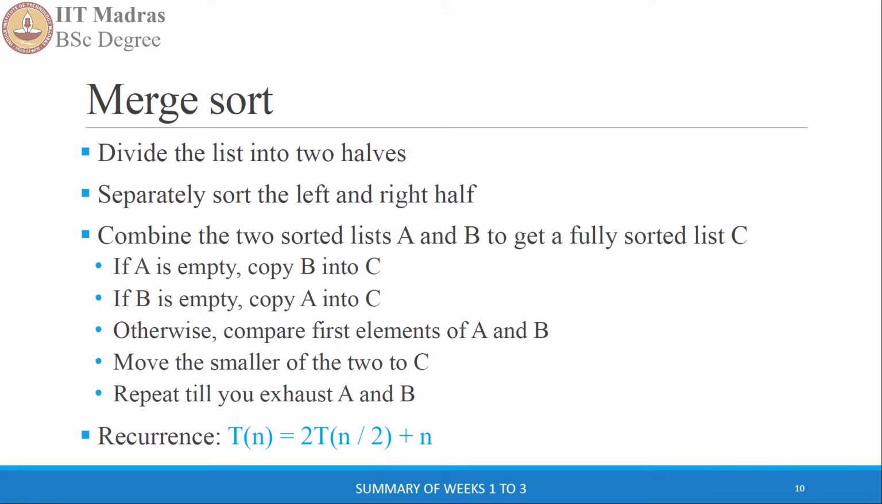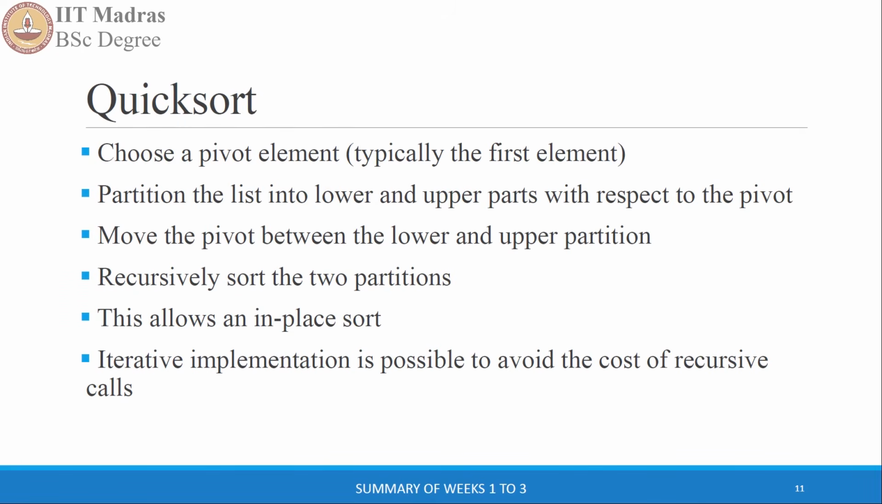Hence, the recurrence for this particular algorithm is T(n) = 2T(n/2) + n. On this same principle of dividing, we have another algorithm called quicksort. In quicksort, we choose a specific element called pivot. It can be any element from the given list, but typically we select the first element in the list.